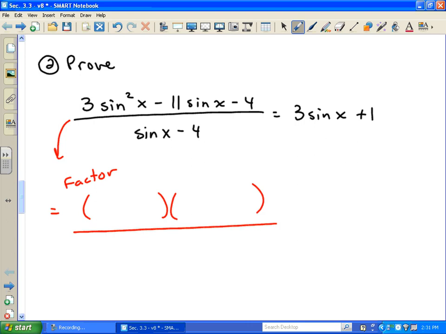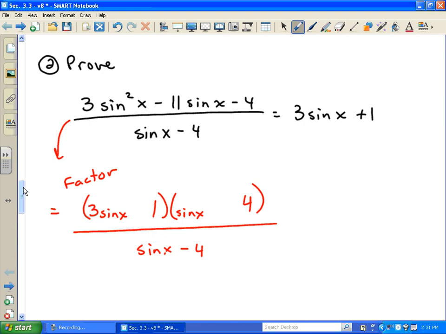Okay, the denominator will not factor, so I'm going to leave it as sine x minus 4. In the numerator, I'll need to find two things that multiply to 3 sine squared x. I could use 3 sine of x and sine of x. Then I need two things that would multiply to 4 at the end. I could use 2 and 2. I could also use 4 and 1. Sometimes the term in the bottom gives you a hint. In other words, the term in the bottom is sine of x minus 4. So I'm going to try to use the 4 here and the 1 there.